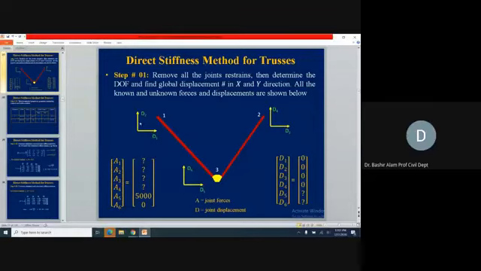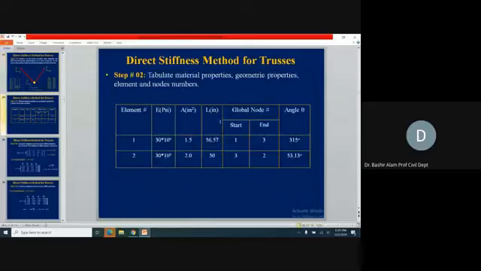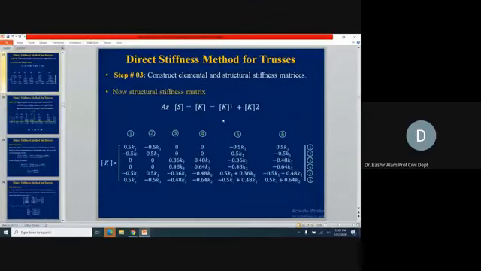If you see at this 1,3 and 4,1, and similarly 2,3 and 1,4 locations, we don't have any connectivity, so we should be having 0 there in the structural stiffness matrix. So you see, this is your 3,1 because of no connectivity. This is your 4,1, no connectivity. Similarly for these ones, because we don't have connectivity at those locations.